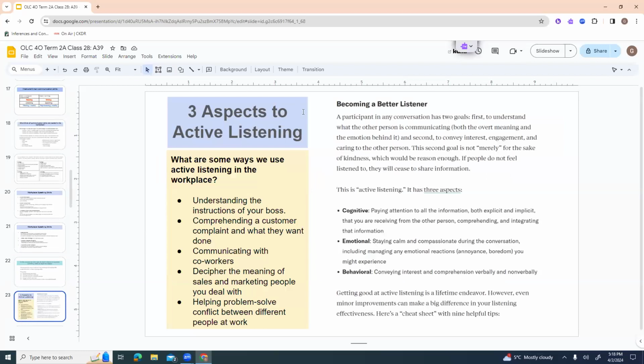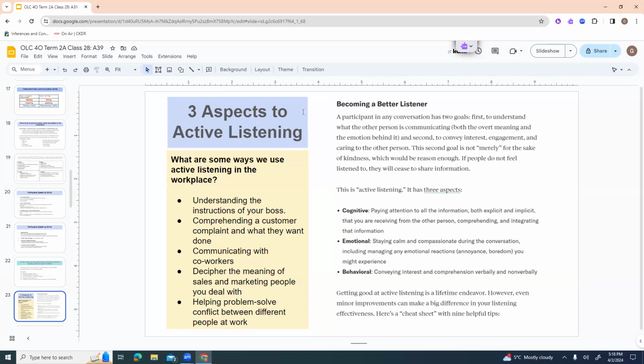Okay, three aspects to active listening. I'm talking about these in part because they're topics that we didn't cover a whole lot in our course because we didn't use them very much, but they're topics that I think are very important for success in the workplace. So what are some ways we can use active listening in the workplace?